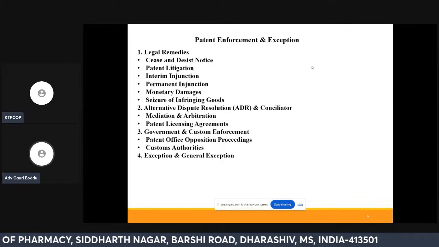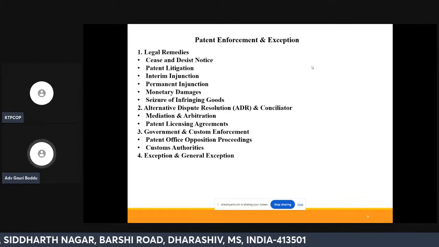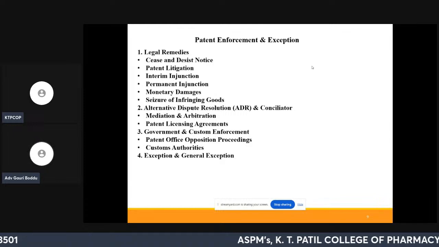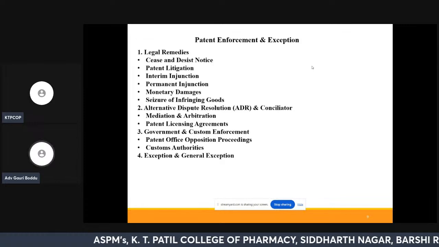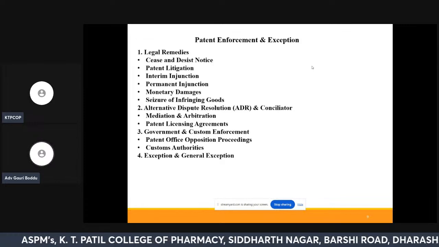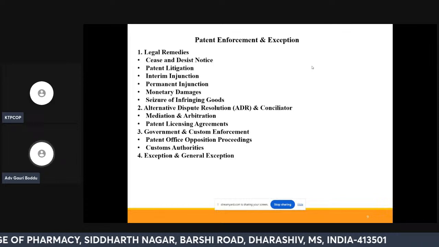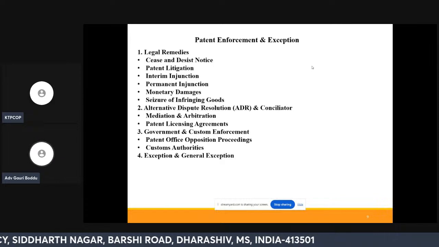Now, patent licensing agreements. Instead of litigation, the patent owner may agree to license the patent for royalties. It means you can give your patent license to someone else, and in return you can ask him for royalties, that this amount has been given and you can give me this for some small period. So in licensing agreements you can do this instead of litigation.